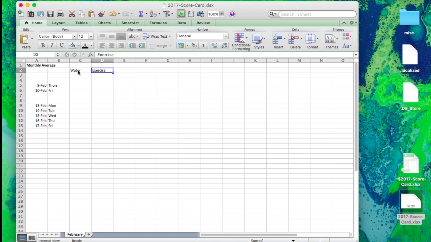And again, these are just examples. Yours are probably going to be way different. But the idea that I use is that these are the daily habits that I want to instill in myself. And the purpose of this scorecard is to track how I'm doing at forming the habits I want to form.